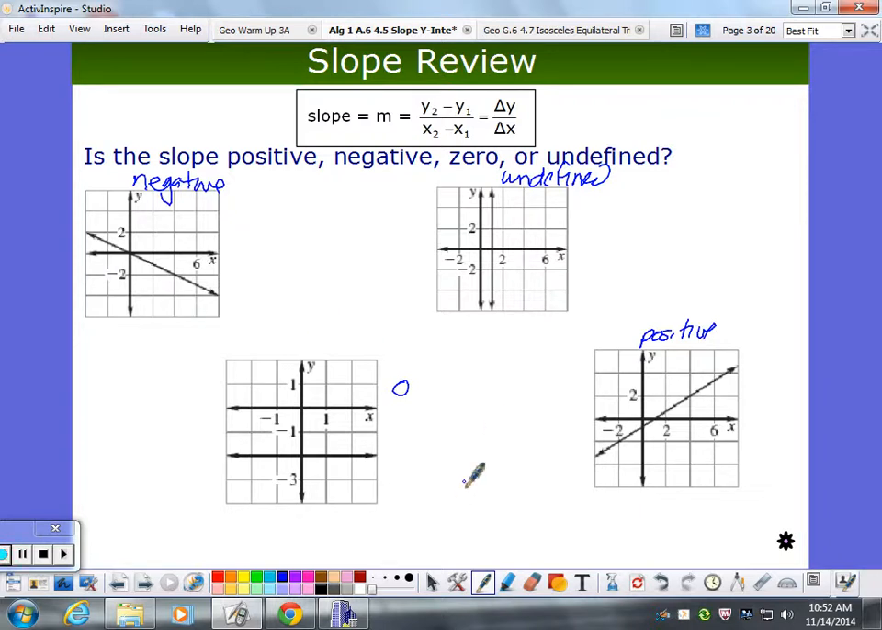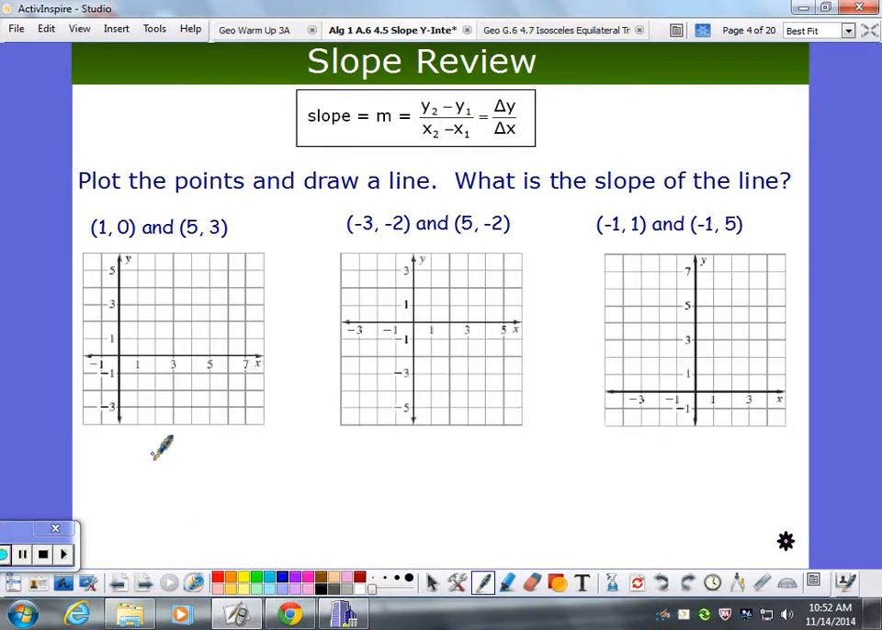This is just review. So this one's not on your notes yet. This is on last one's notes. Again, review. So it's not on your notes yet. So you're going to plot the points and draw a line.